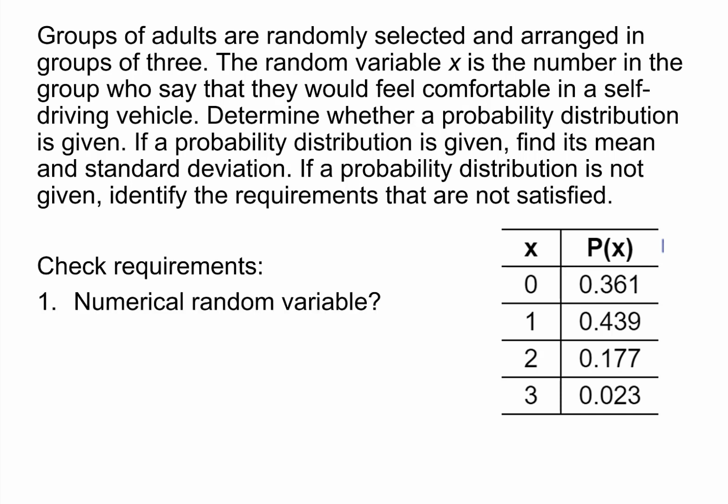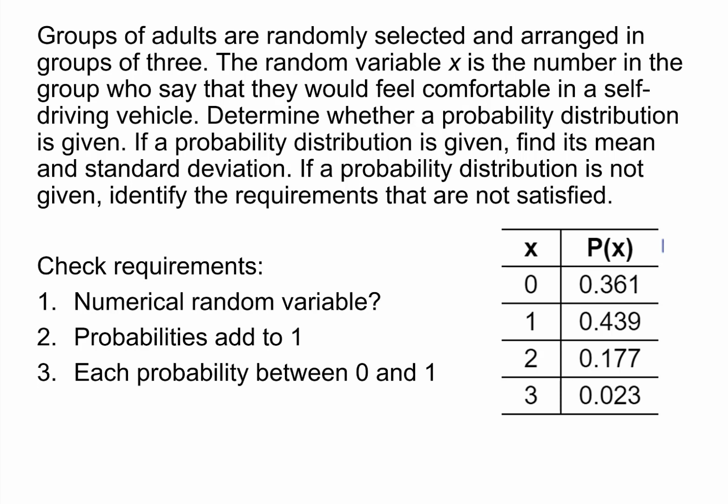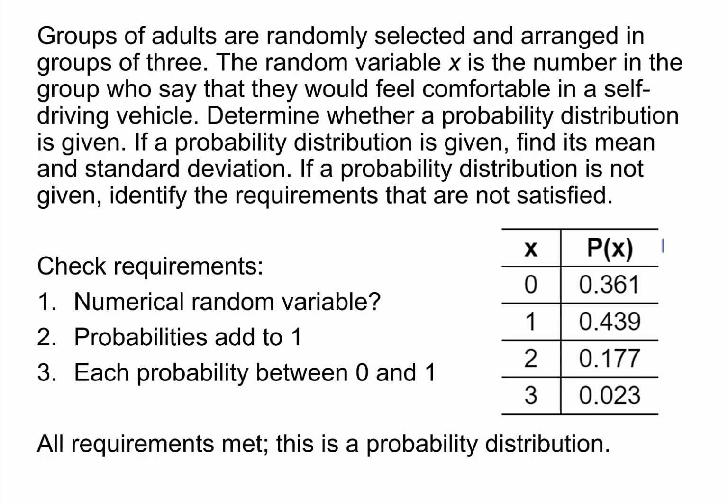So remember the 3 requirements. Is it a numerical random variable? And we see that it is. Within the group of 3, we could have 0, 1, 2, or 3 people say they're comfortable in the self-driving car. All the probabilities add to 1, and if you check them, they do. And each probability is between 0 and 1. So this is a probability distribution.